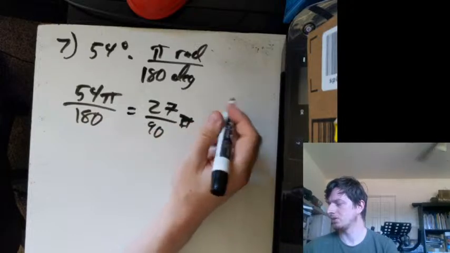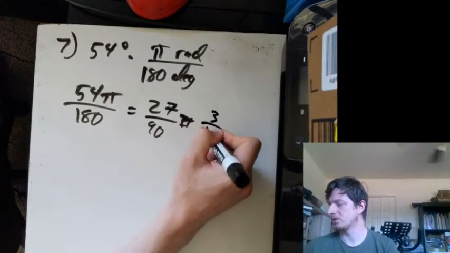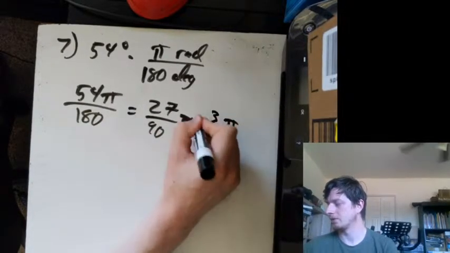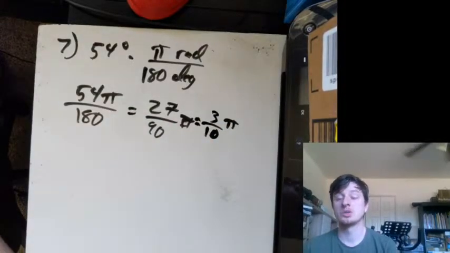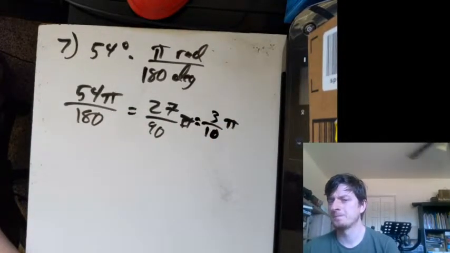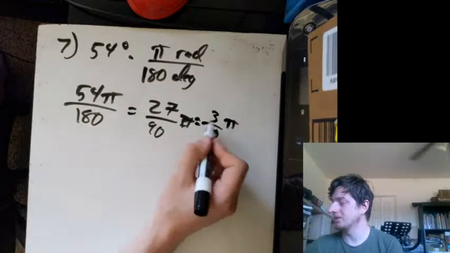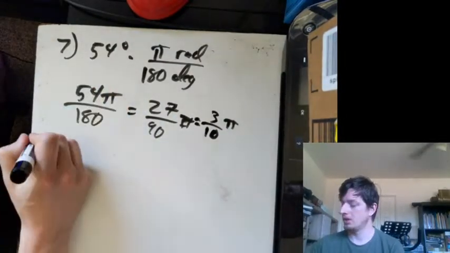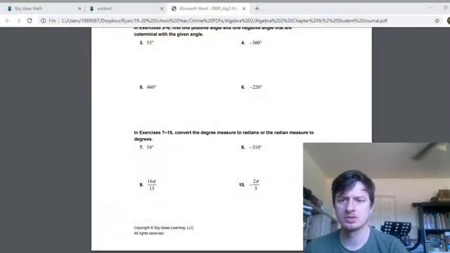Nine out of both of these is 3 over 10. So we can simplify the fraction. Okay? So this is the radians for how many degrees there are. And then, let's do one of these that's in degrees.